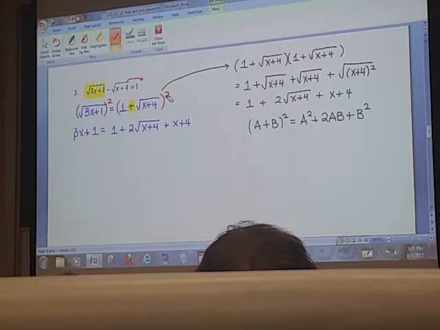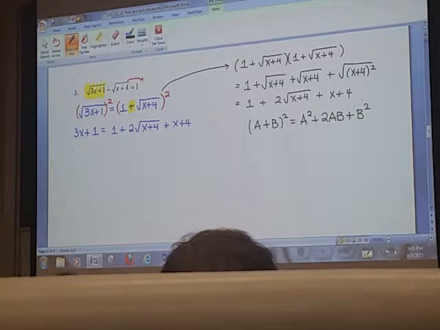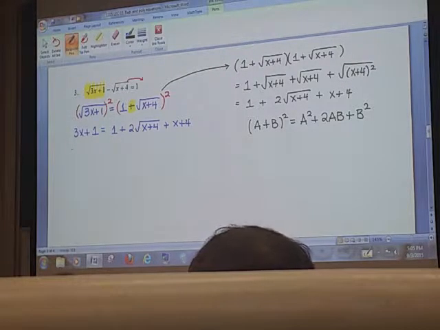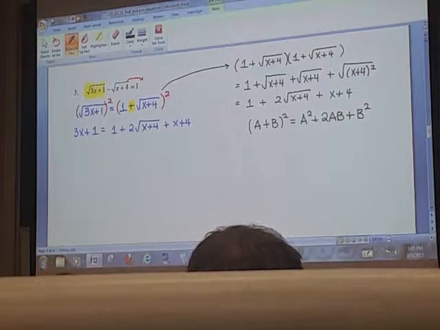See, this whole mess squared gives me the underneath part. Just like this whole mess squared gives me the underneath part. It's a visual. Because you squared the square root. I squared the square root. Painful stuff.